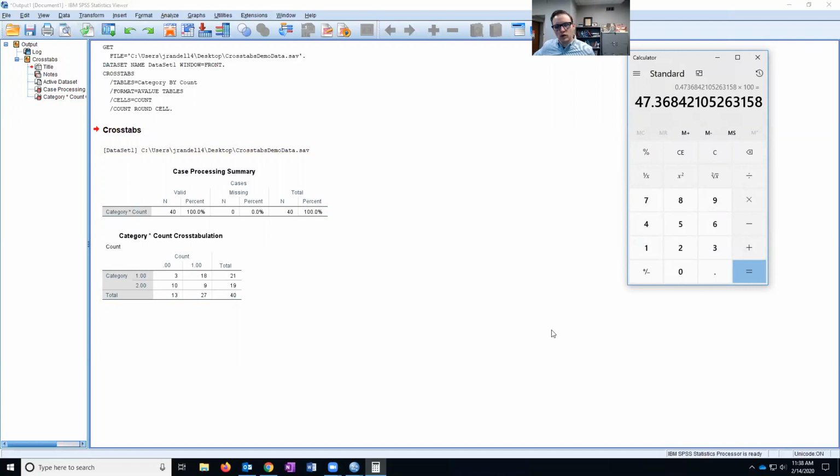So let's say you want to know, does category 1 respond with a 1 more, or does category 2 respond with a 1 more? Well, to answer that question simply in descriptive terms, not looking for a statistical test, just to answer that question descriptively, we would look at these numbers. People responded with 1, regardless of category, 27 times.